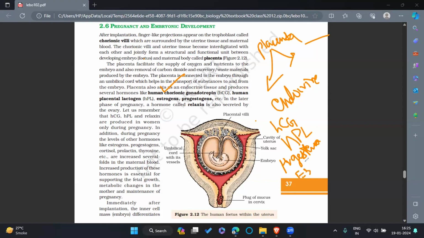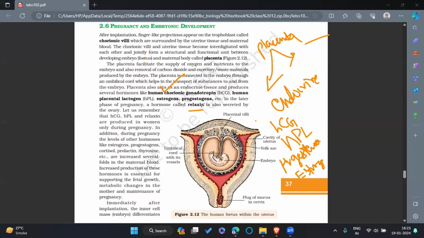And one more hormone is there, in the later phase of the pregnancy. That hormone is called the relaxin hormone. Out of these three hormones, hCG, HPL, and relaxin, these are the hormones produced in the blood of the woman only if she is pregnant.